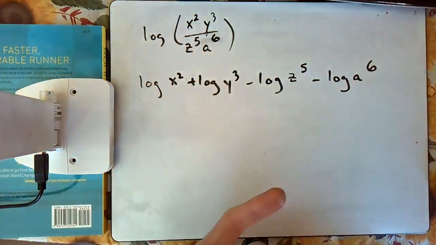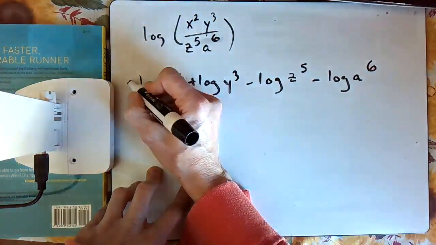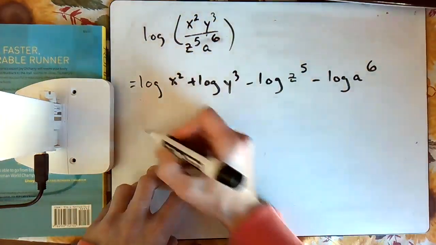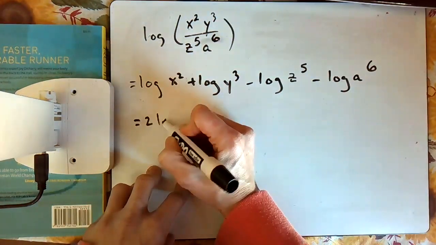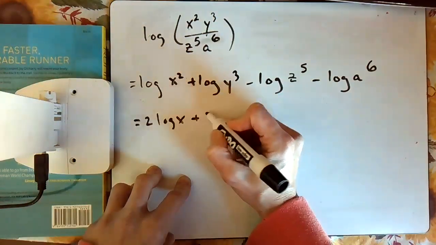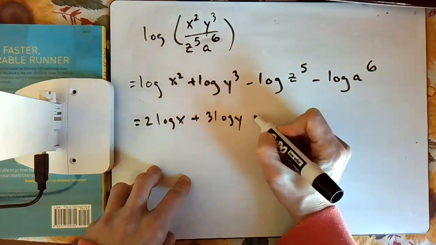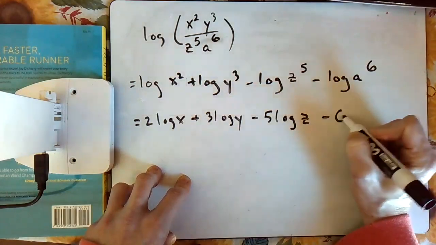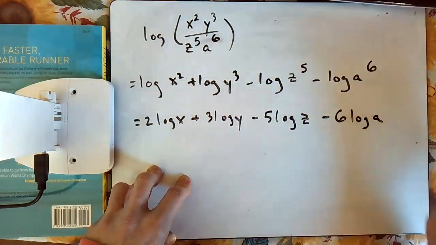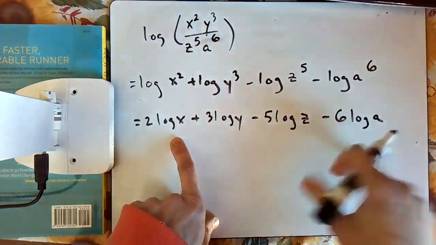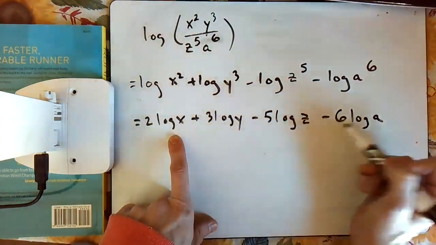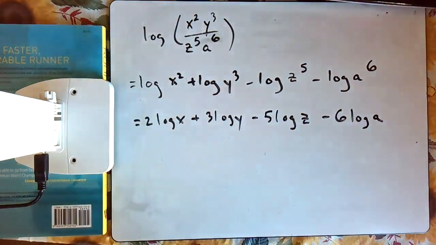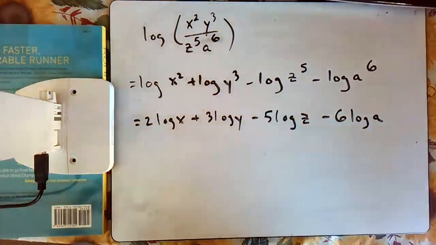And then we need to finish it off with the power rule. The power rule says if I have an exponent up top, I'm going to drag it out to the front of its respective log. So this is 2 log of x plus 3 log of y minus 5 log of z minus 6 log of a. And we can't simplify any of these because these are all base 10s, and these are variables. So that's as far as you can take it. So that's how expansion works.